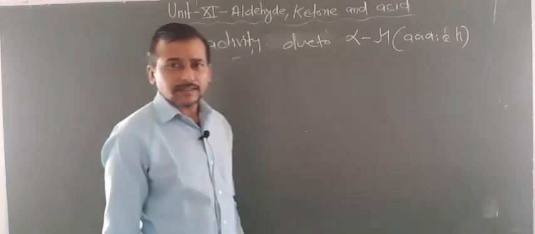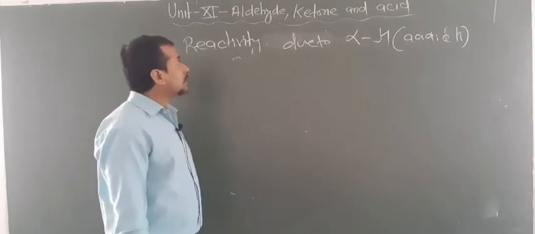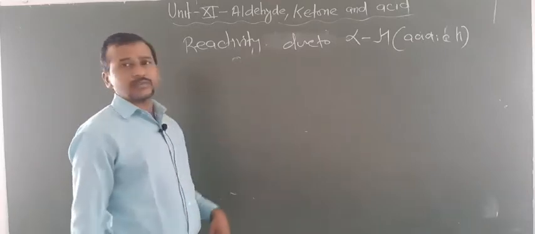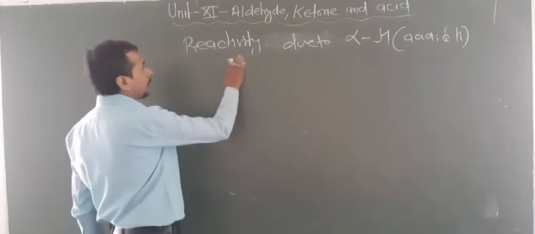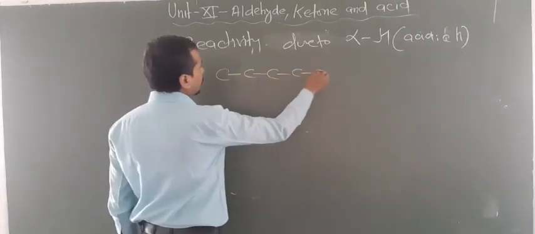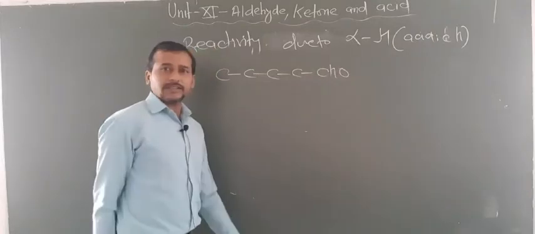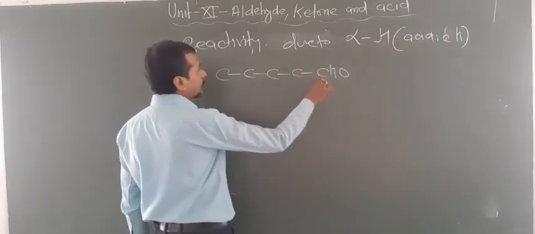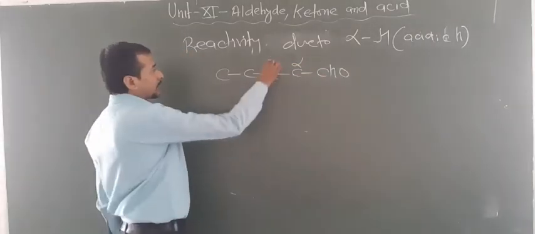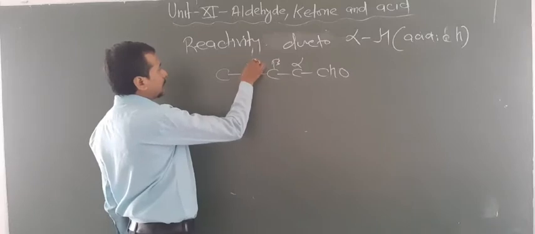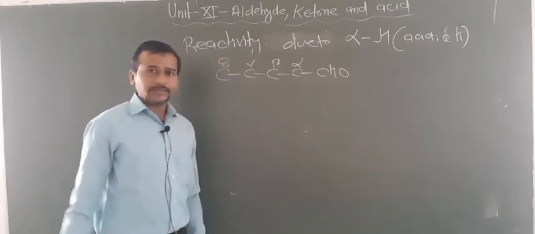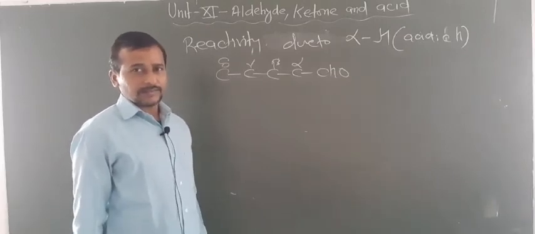Now let us focus on the second last topic of unit 11, aldehyde, ketone and acid, that is reactivity due to alpha hydrogen or acidic hydrogen. First of all, you have to know what the alpha hydrogen is and how it is acidic in nature. Look here. The first carbon attached to the CHO group is known as alpha carbon, the second carbon is known as beta carbon, the third carbon is known as gamma carbon, and the fourth carbon is known as delta carbon in common nomenclature. These are Greek letters.